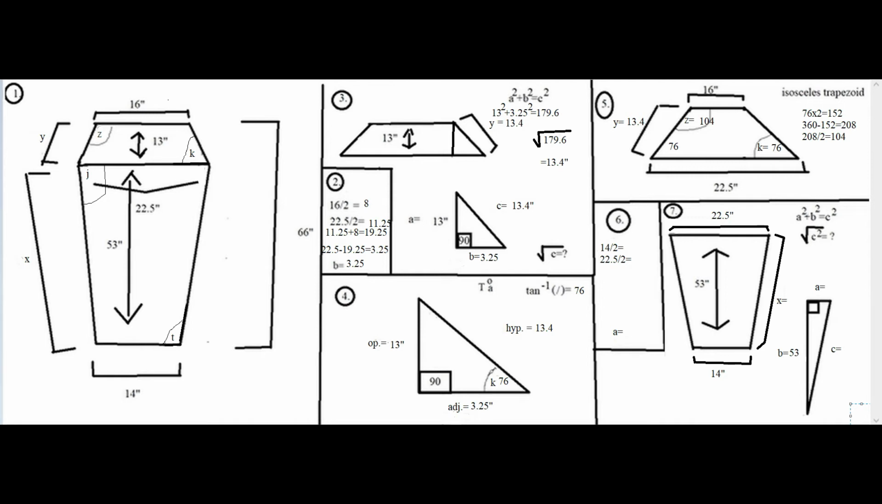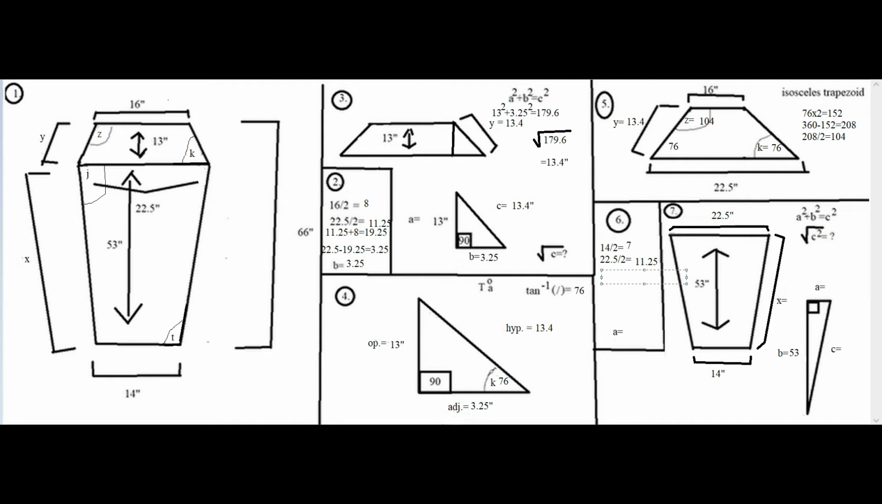So we're going to go ahead and move on to step 6, and we're going to be doing the same thing we did in step 2. So we're going to go ahead and find the overall length from the overall width on the bottom, which is 14, and then the top, which is 22.5. So we're going to take 14, divide that by 2, and you'll get 7. Then you're going to go 22.5, divide that by 2, and that'll get you 11.25.